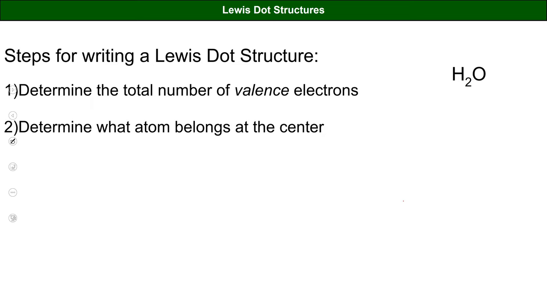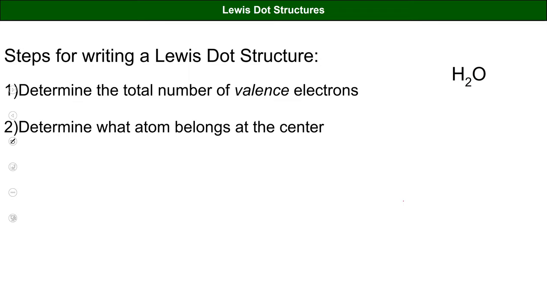Then we figure out what atom belongs at the center. And that can be a little bit tricky. Most of the time, the easiest way to do it is whatever you have one of goes in the middle. But that doesn't always happen. Sometimes you have one of two different elements. So how do we decide what goes in the middle? Whatever can form the most bonds, or is the least electronegative, is going to go in the middle.